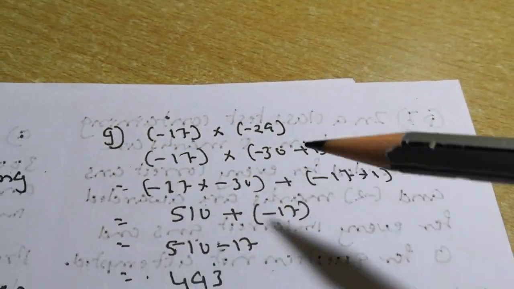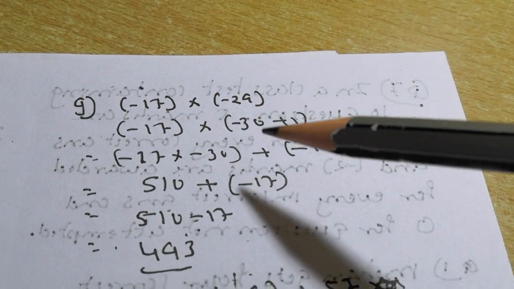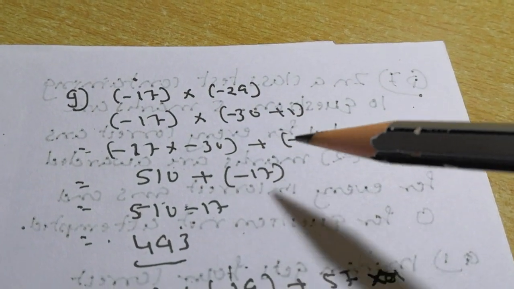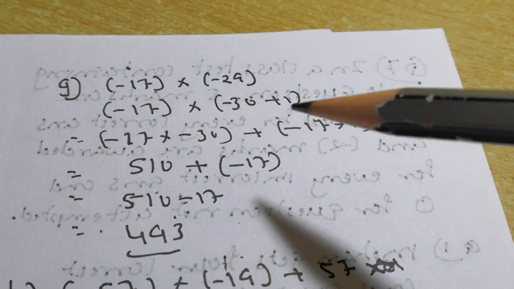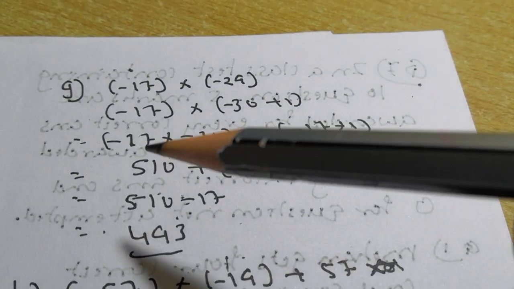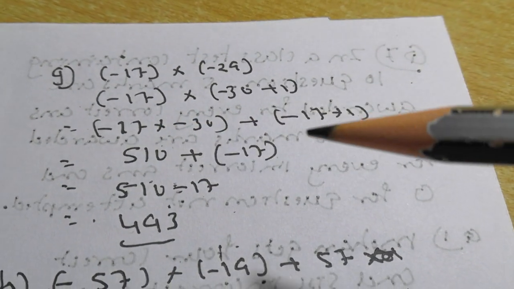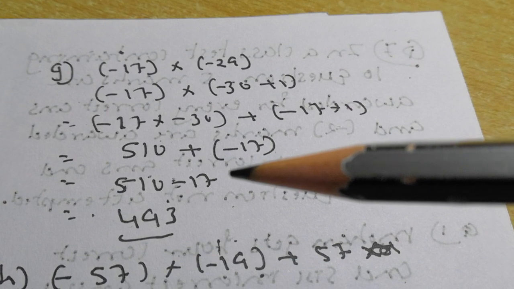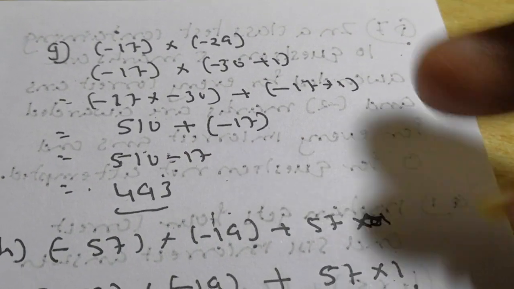Same way, 17 into minus 29. So I distributed 29 in this form, minus 30 plus 1. So 17 into minus 30 minus 17 into plus 1. 17 into minus 30 is minus 510. Minus minus becomes plus. Plus of minus is minus. So 17 is minus 17. Minus 510 minus 17 is minus 527.